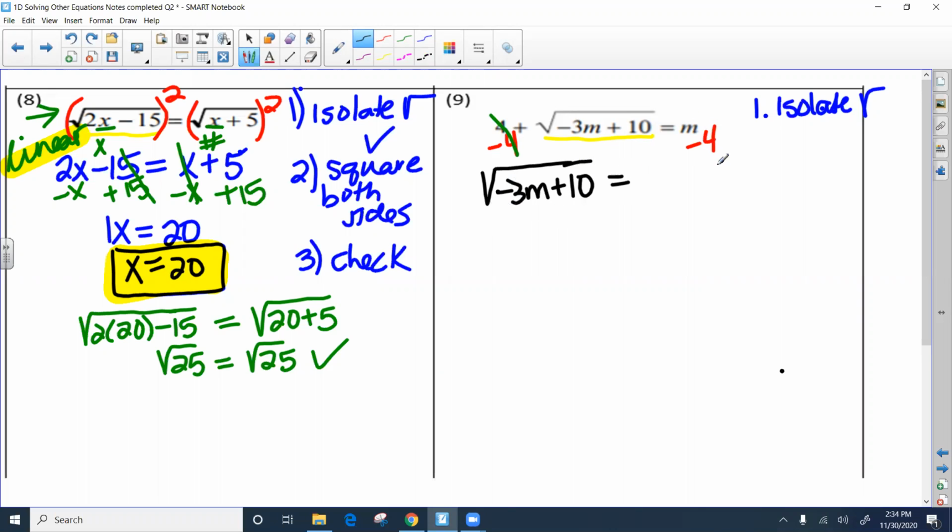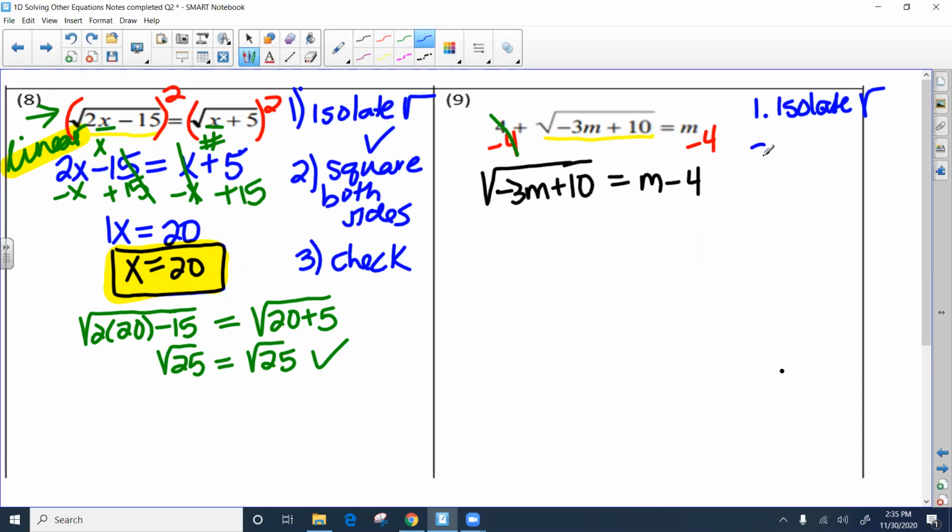On the other side, be careful what we have here, because don't forget we had that m there already. And I can't combine those. Those are not like terms. So I would just have to write that as m minus 4. Okay, so that's step 1, isolate the radical. So we have square root of negative 3m plus 10 equals m minus 4.